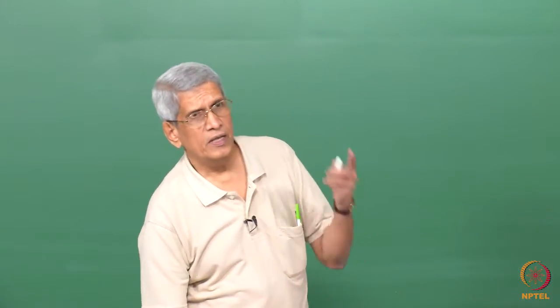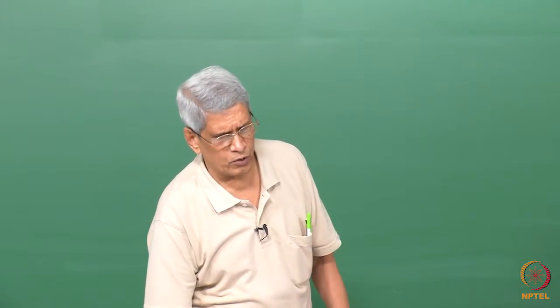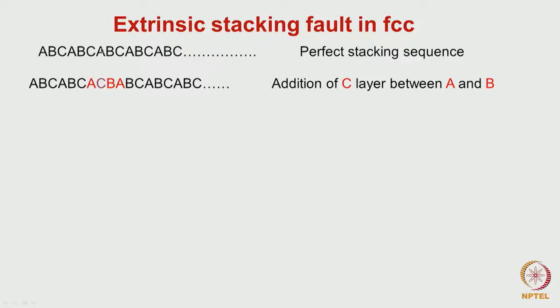The other way is that we add one more layer to a perfect stacking sequence, but now not between A and B. Instead of adding an A layer between A and B, if I add a C layer, then what will happen? The stacking sequence will become ABC, ABC, CA, CBA. This now becomes the same as creating an intrinsic stacking fault in 2 layers to achieve the extrinsic stacking fault; the same stacking sequence comes.